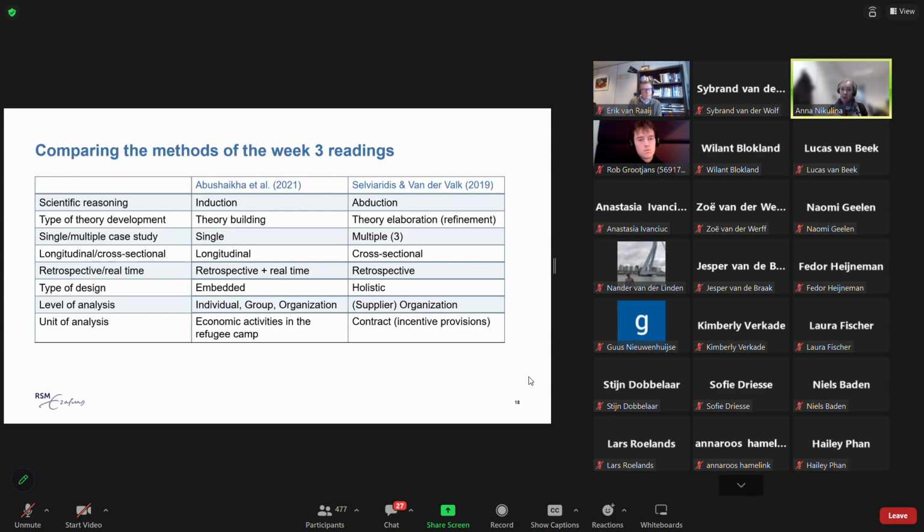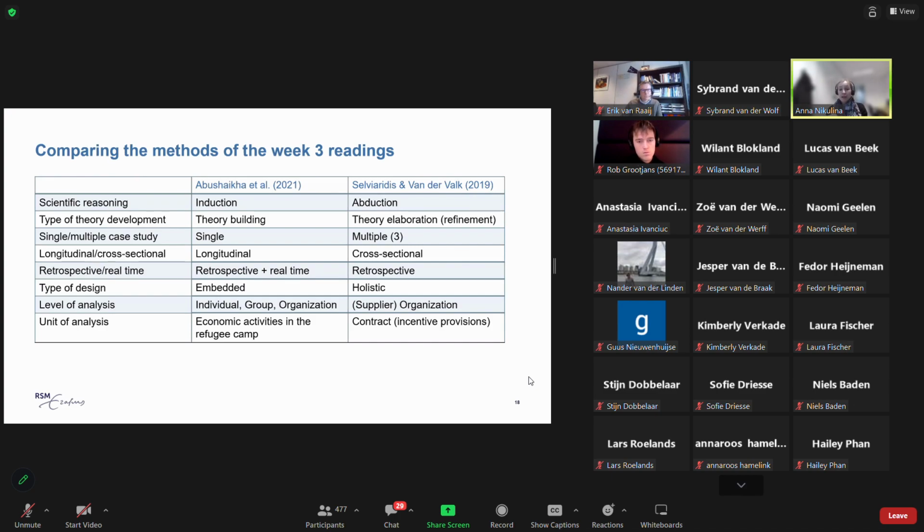It's a quite complex study. For the other paper, it's much simpler. They study organizations, supply organizations in particular, and they only do it at one level. Yeah, they are not trying to go up to the level of industry. They are not trying to go down to the level of managers. They want to know how supply organizations respond to different types of incentive provisions.